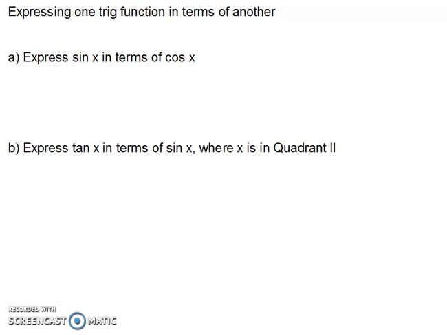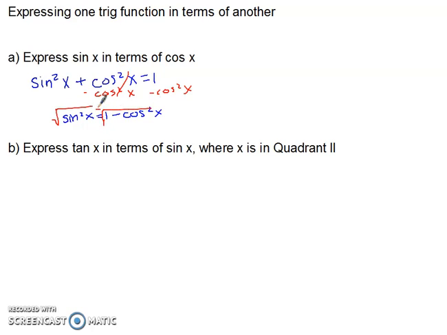Expressing one trig function in terms of the other. So I would like to express sine of x in terms of cosine of x. I do know the relationship between sine and cosine is that sine squared of x, or theta, plus cosine squared of x is equal to 1, and this is just our Pythagorean identity. So if I want sine in terms of cosine, I'm just going to solve this equation for sine. So I've got sine squared of x is equal to 1 minus the cosine squared of x. And then to isolate my sine, I make sure to square root both sides, including the positive and negative. So then sine is equal to positive or negative square root of 1 minus the cosine squared of x.